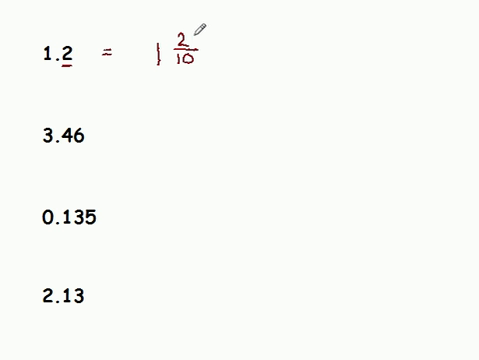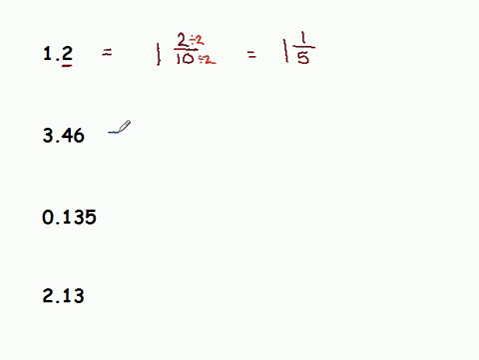Now simplifying fractions, what I've got here is two numbers that are both in the 2 times table, so I can divide both of the numbers in the fraction by 2. And if I do that, what I end up with is the whole number's not affected. 2 divided by 2 is 1, and 10 divided by 2 is 5. So that's the simplified version of this. Let's have a go with another one.